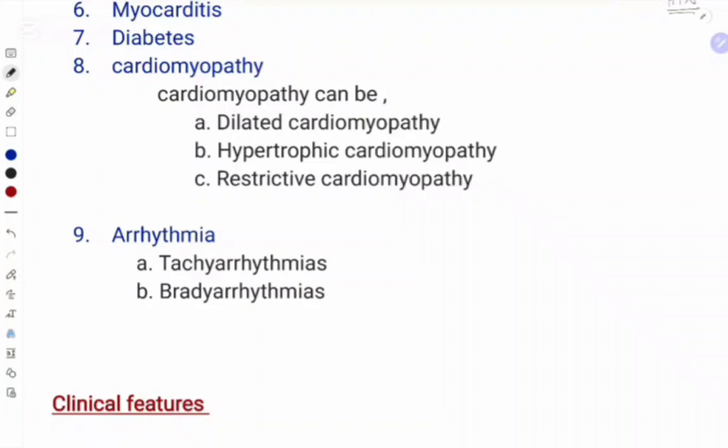And arrhythmias. In these patients, there is an abnormal conduction pathway, and the abnormal conduction is called an arrhythmia.